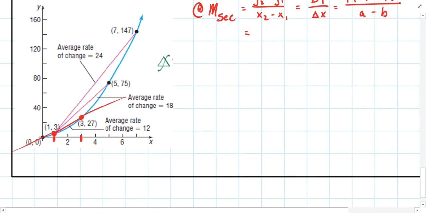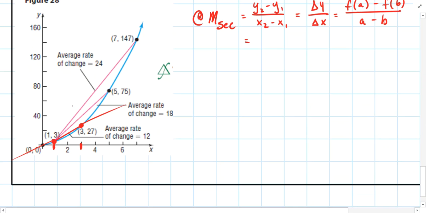So in this particular case, we could rely on the data points that have been provided. And we could say that our y values are 27 and 3, while our x values are 3 and 1. And 27 minus 3 is 24. 3 minus 1 is 2. And 24 divided by 2 is 12. So our average rate of change is indeed 12.